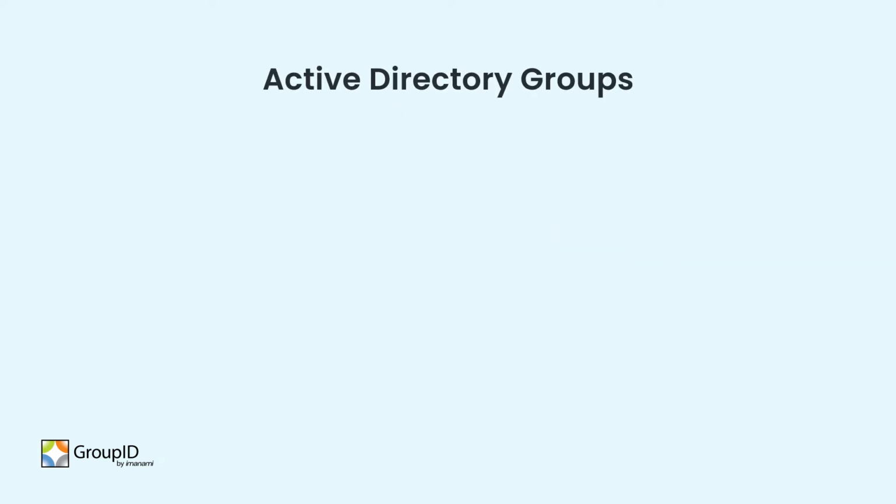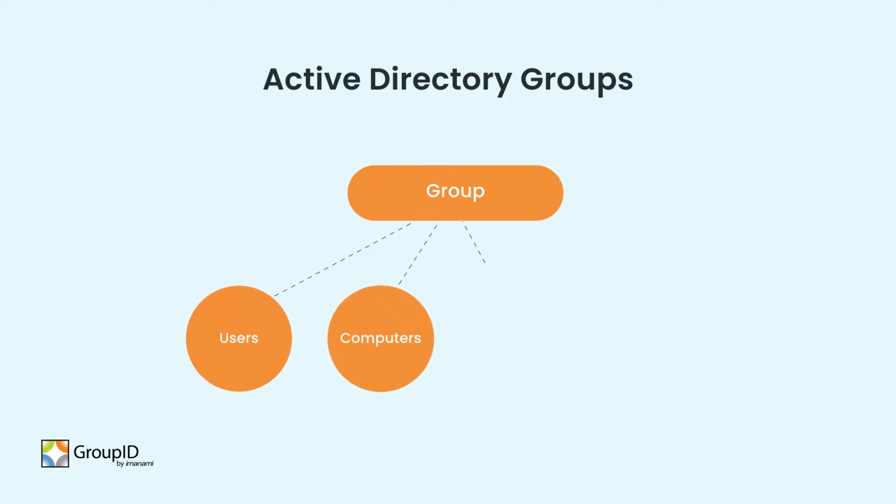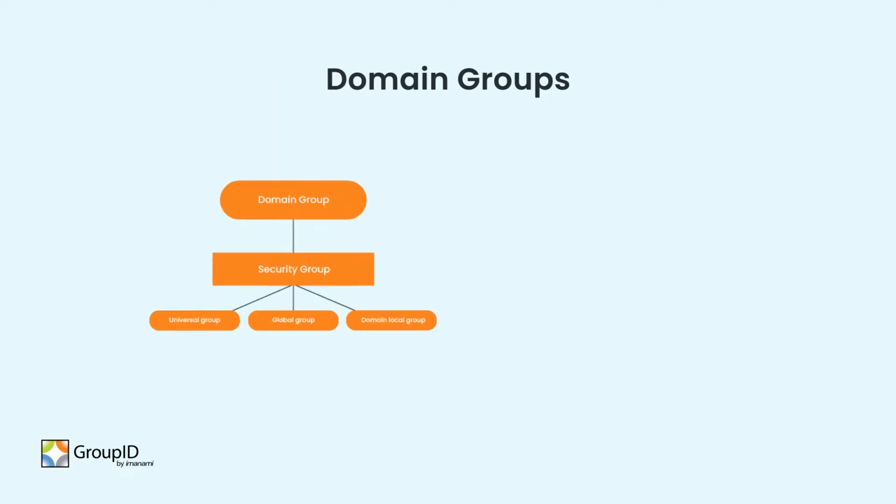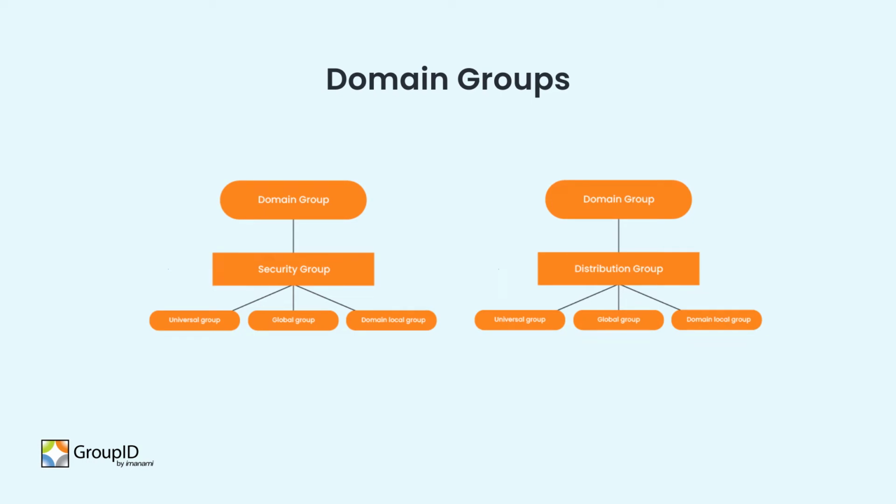Active Directory groups are a collection of Active Directory objects. The group can include users, computers, other groups, and other AD objects. The administrator manages the group as a single object. In Windows, there are 7 types of groups: 2 domain group types with 3 scopes in each, and a local security group. Domain groups. The 2 domain groups consist of security groups and distribution groups, and within these 2 groups we have 3 group scopes, which will be discussed next.